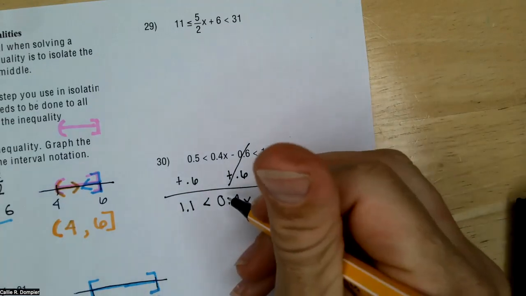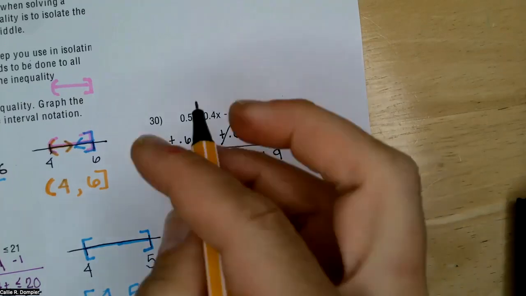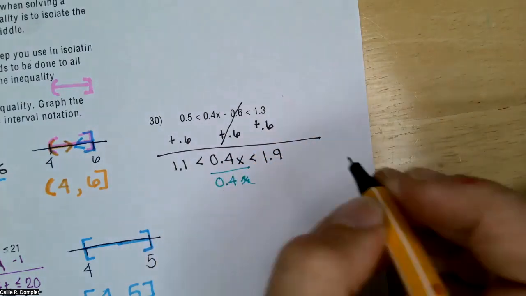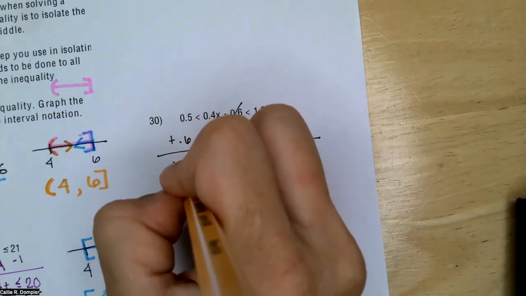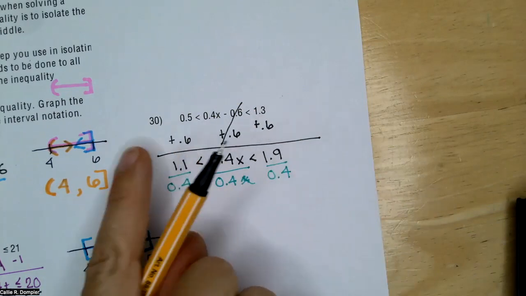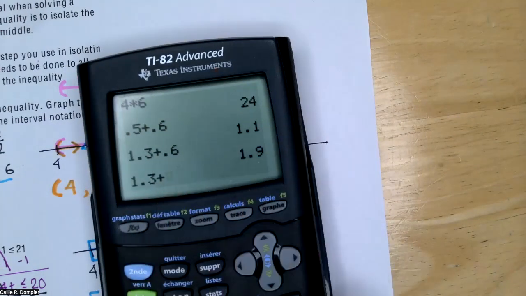Now, x is being multiplied by 0.4. How do you do the opposite or get rid of 0.4 multiplication? Divide by 0.4. No x, just copy. So I'm dividing by 0.4. And you'll notice that here I didn't put the 0 in front of the decimal, and here I did. It does not matter. 1.3 plus 0.6 is 1.9. Kind of like saying 15 is 15 and 15.0 is also 15. Okay.